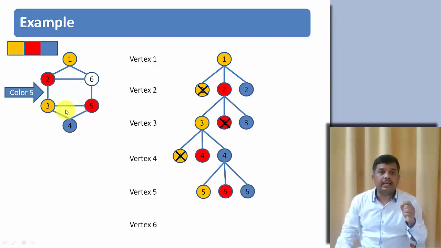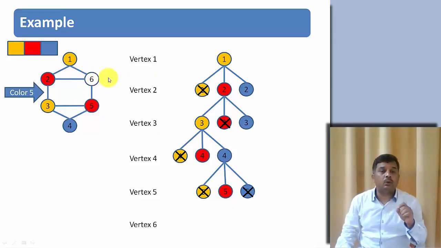So which one can I give? Can I choose yellow? No, because 5 is adjacent to 3 and 3 is already marked as yellow, so I cannot choose yellow. And can I choose blue? I cannot choose blue because 5 and 4 are adjacent and 4 is already marked as blue. These two cases we are not taking, so we can mark node 5 as red.